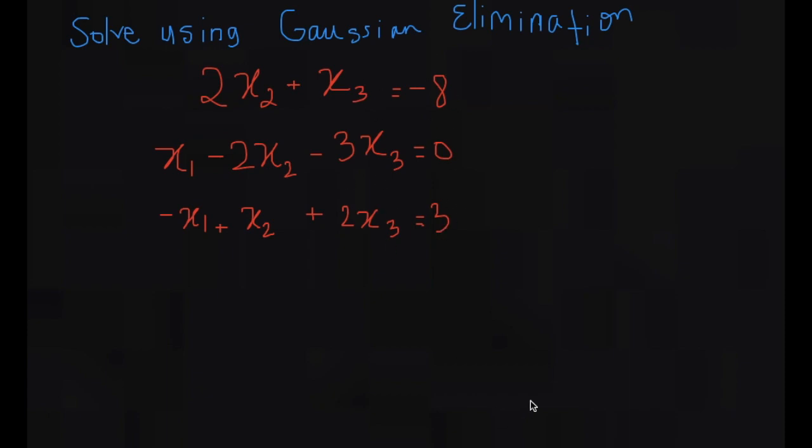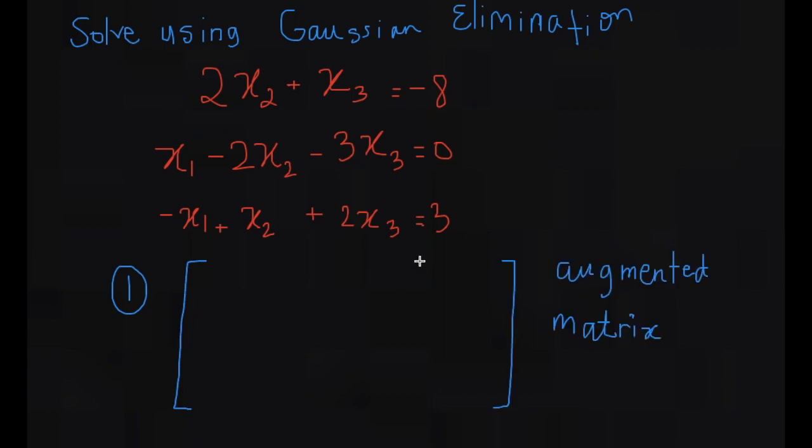My x1s are here, my x2s are here, my x3s are here, and all my numbers are on the right-hand side. First step of Gaussian elimination is to put our system of equations into an augmented matrix. What that means is we are going to list all of our variables in order, followed by the constants. We're going to put a little line here, which kind of acts as the equal sign, and put our constants first, exactly as they're shown.